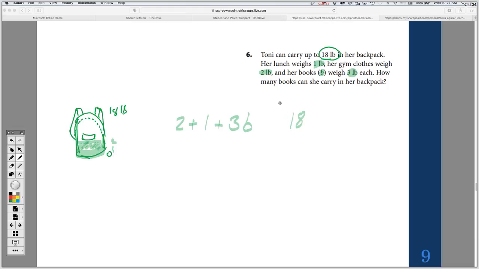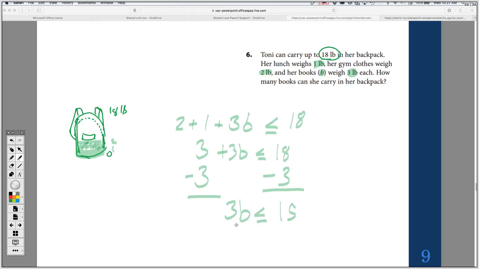Now we would subtract the 3, subtract the 3. 3b is less than or equal to 15. Divide by the 3, divide by the 3, and b is less than or equal to 3 goes into 15, 5 times. What does this mean? She can carry 5 books. Can she carry 6? Can she carry 4? Yeah. So visually, it means from 5, I can go to the left. But when I'm at 0, that's where it stops.